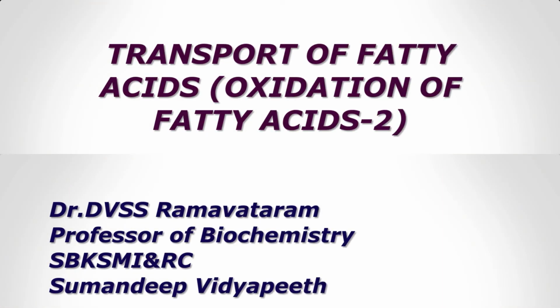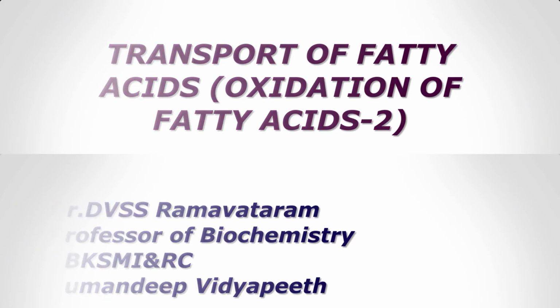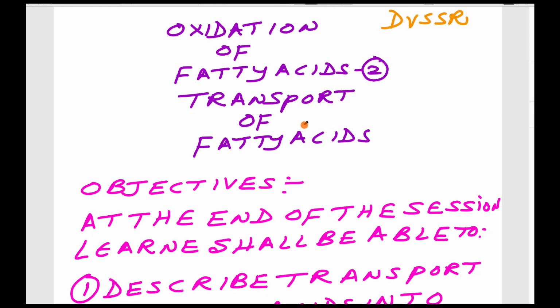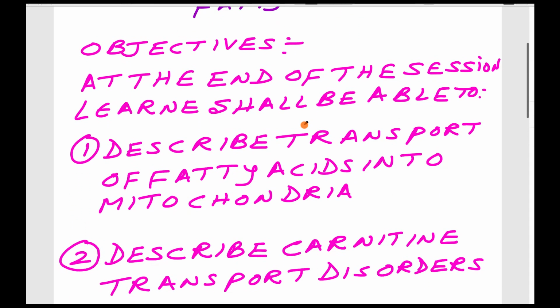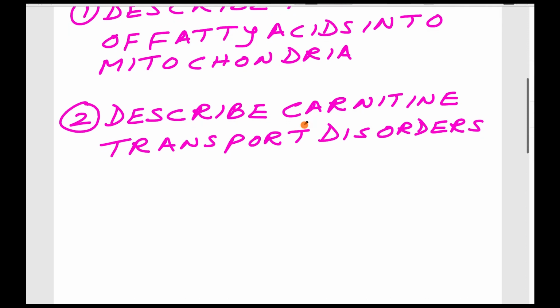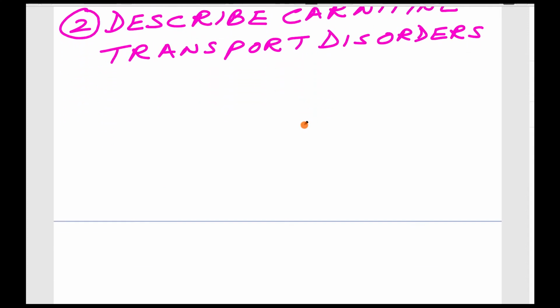In the previous session, we have discussed about activation of fatty acids. In this session, we'll be discussing about transport of activated fatty acids. Objectives of this session are, at the end of the session, the learner shall be able to describe transport of fatty acids into mitochondria, describe carnitine transport disorders.